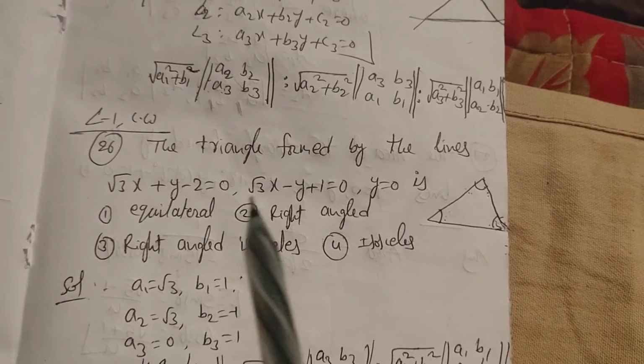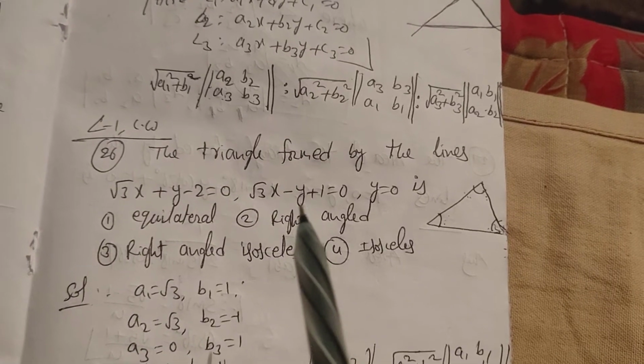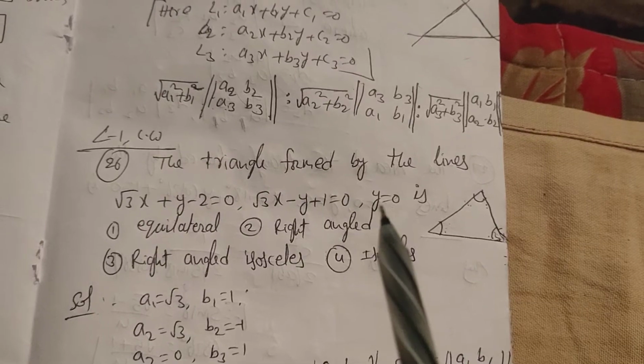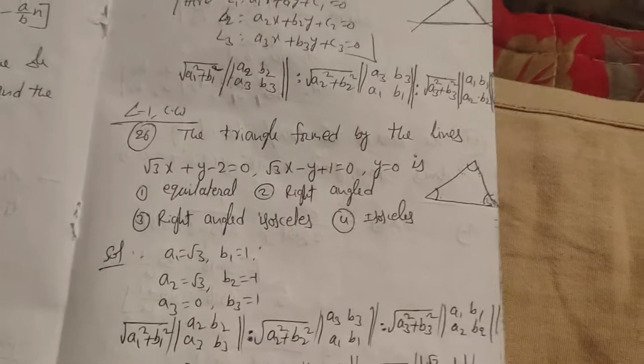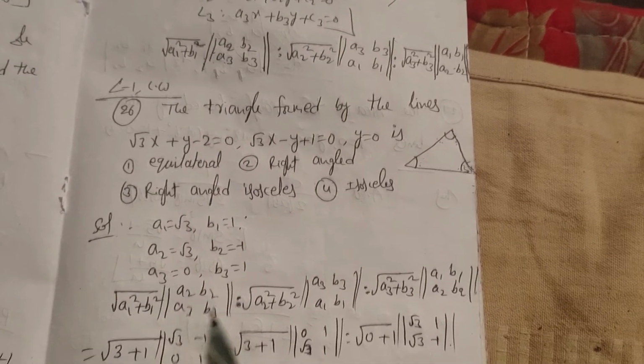a1 is equal to root 3 and b1 is equal to 1, a2 is equal to root 3, b2 is equal to minus 1. Here x is not there, so a3 is equal to 0. Here the y coefficient is 1, so b3 is equal to 1. So apply in this formula: root over a1 square plus b1 square into the modulus of the determinant of a2 b2 a3 b3.